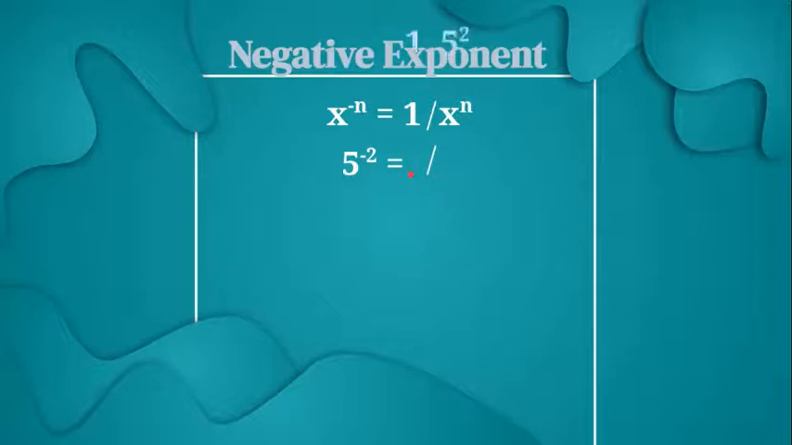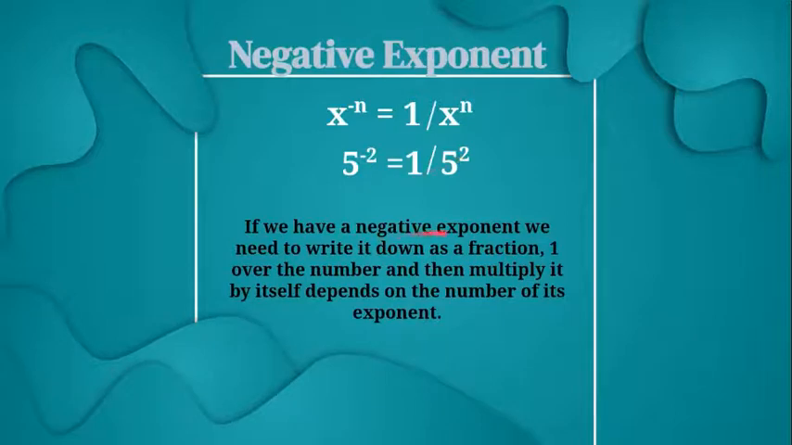So number 1, and then you're going to write 5 to the power of 2. You're just going to write the exact same thing as this, but without the negative sign. Do not write the negative sign. So it's going to be like 1 over 5 to the power of 2. If we have a negative exponent, we need to write it down as a fraction: 1 over the number, then multiply it by itself, depending on the number of its exponent.